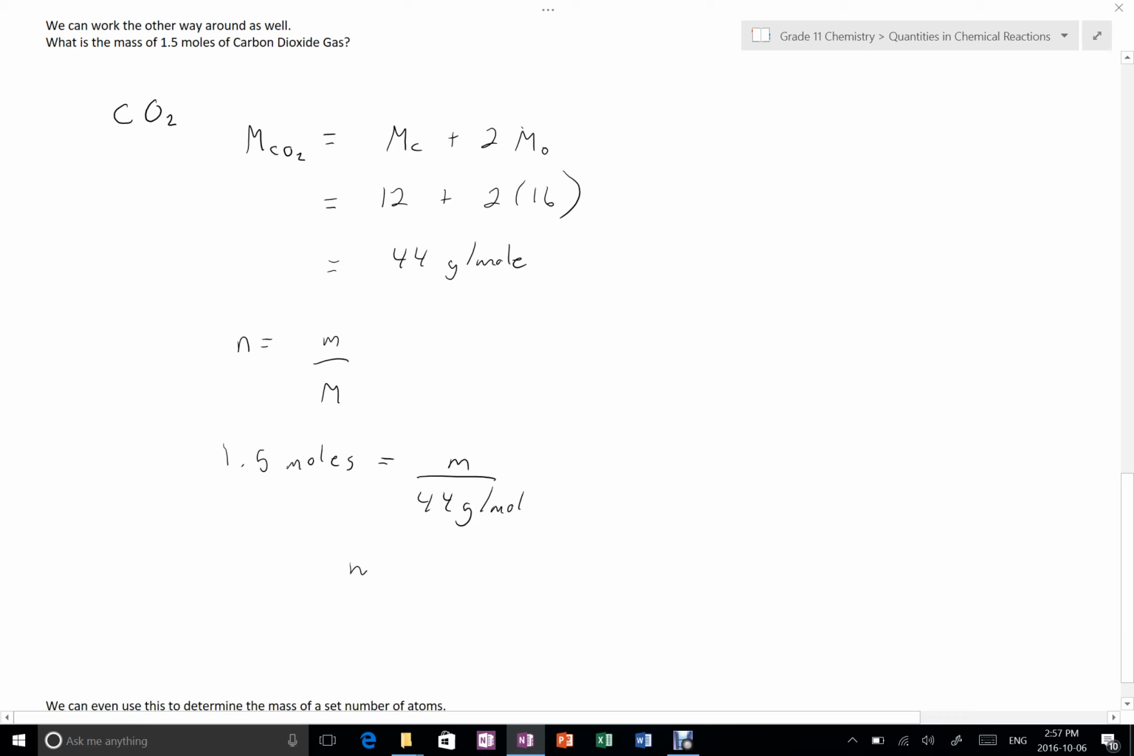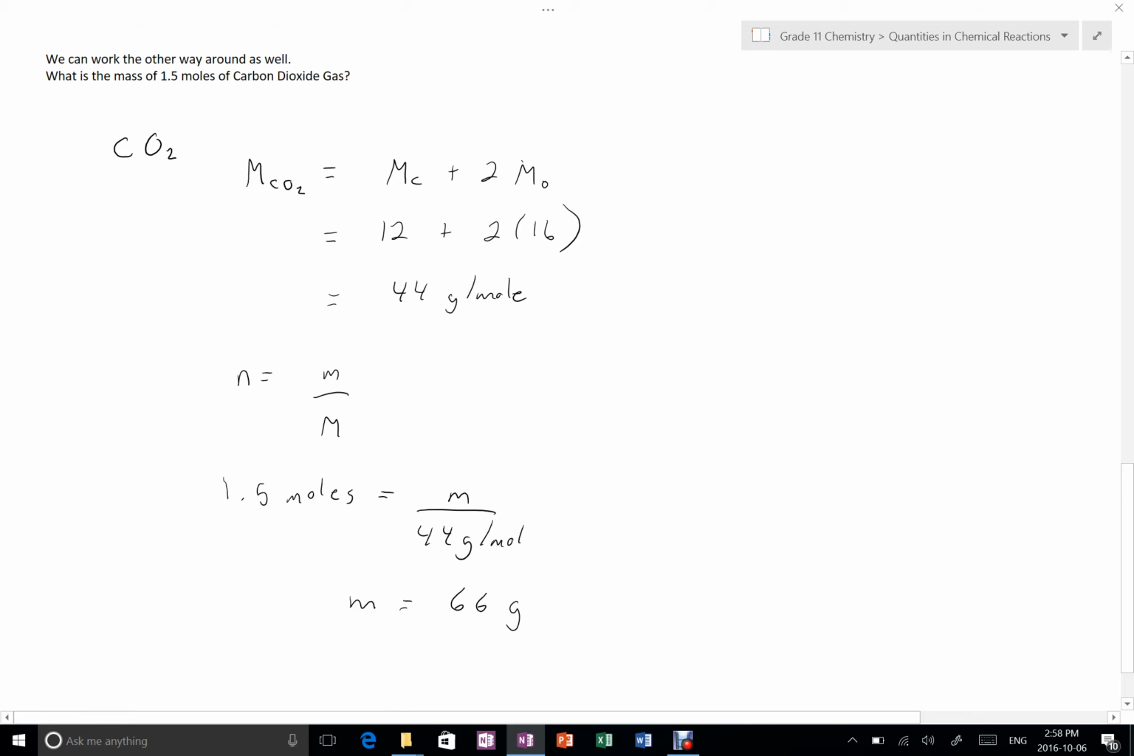So if I multiply that out, 1.5 times 44, I will realize that I have 66 grams of carbon dioxide in 1.5 moles. If I want to use my factor reduction method, think of this as a conversion. 1.5 moles. I want to get rid of my moles and move over to grams. For every 1 mole, I know that I have 44 grams. So multiplying that out, I get 66 grams.